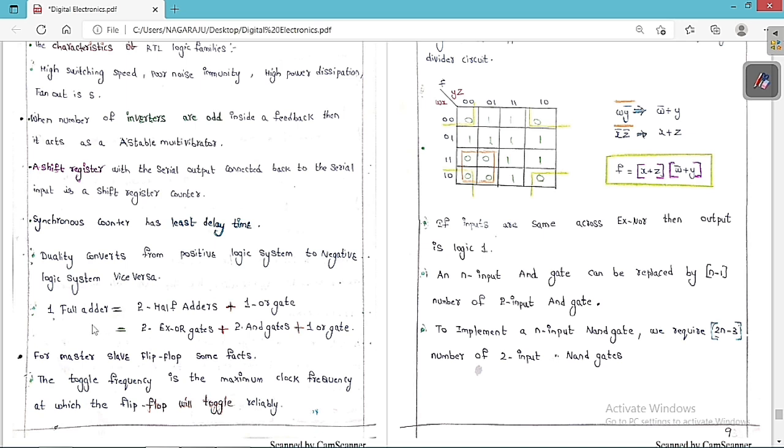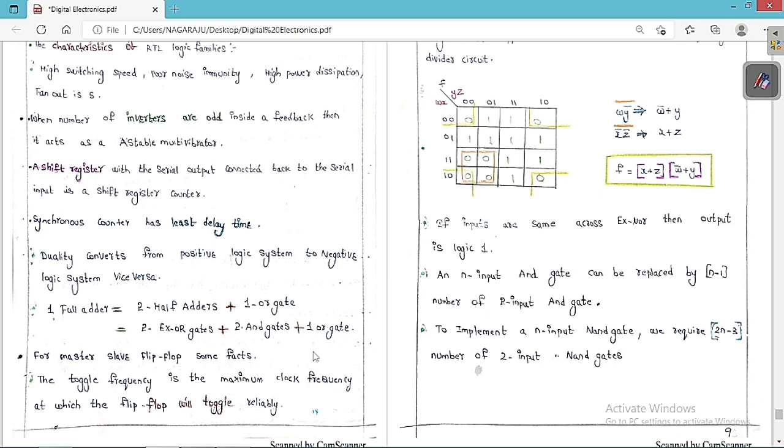So one full adder, I already told you, we can design with the help of two half adders plus one OR gate. Or simply we can also design it with the help of two XOR gates, two AND gates and one OR gate, because one half adder contains one XOR gate and one AND gate. So two half adders means two XOR gates and two AND gates, plus one OR gate. This is the thing that you always have to keep in your mind.